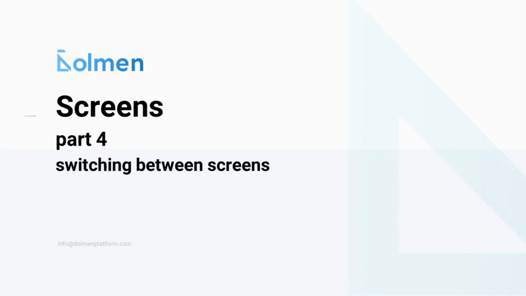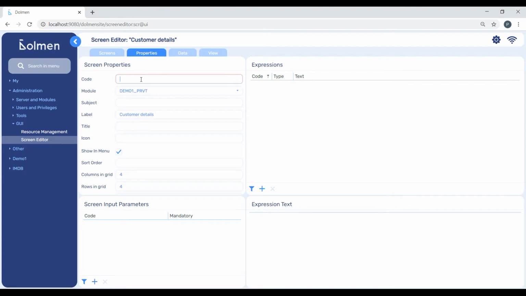In this video you will know how to call a screen from another screen. I'm gonna call Customer Details screen from Orders screen. First, I'm gonna create a screen for Customer Details. It is a form with data from a customer table.